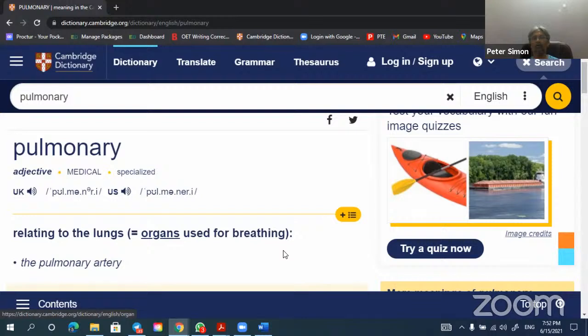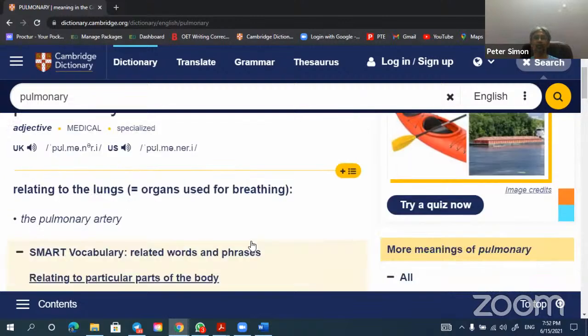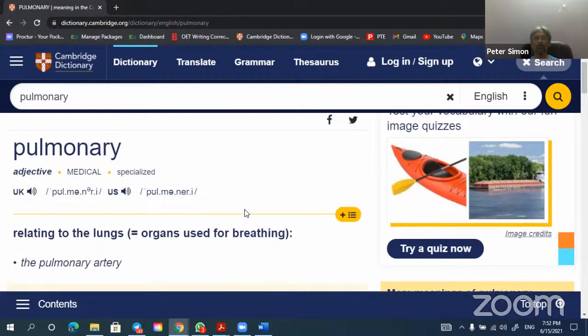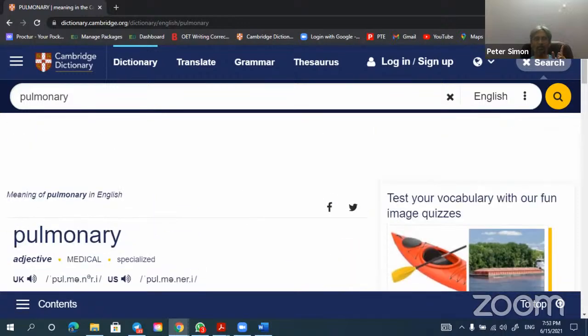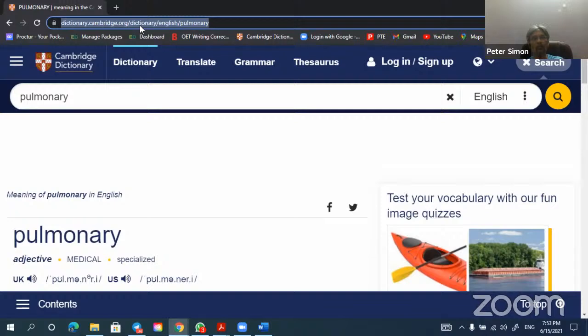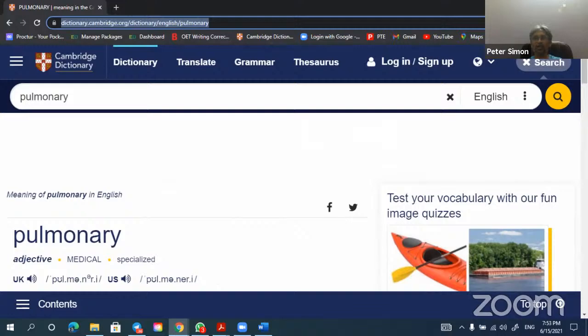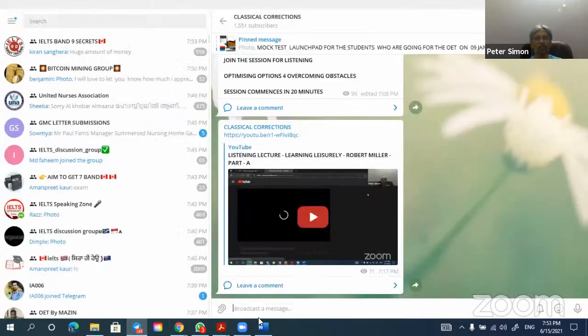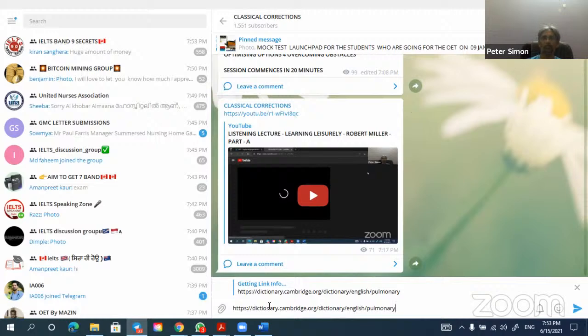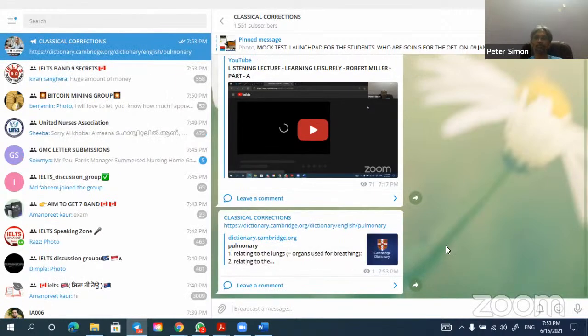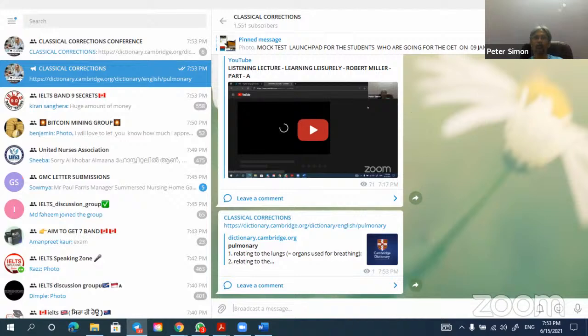Pulmonary, related to breathing, relating to lungs. Lungs are organs used for breathing. So related to breathing. Okay, fine. You can see all these things later. So remember that one. This is a highly specialized medical word which you can use. While speaking, instead of saying he has breathing problems, you can say he has pulmonary problems. So use that word. Fine, next.